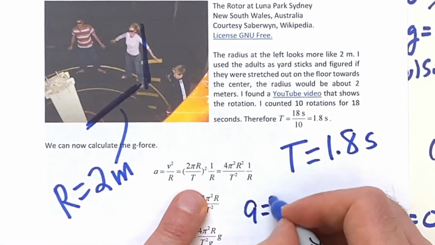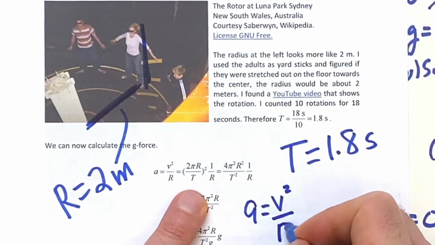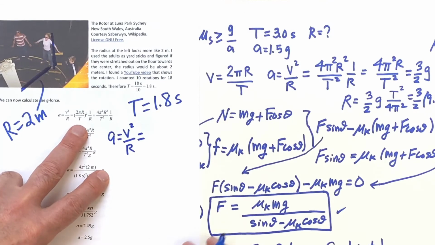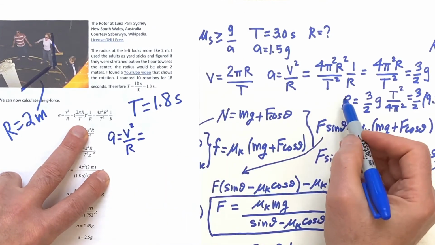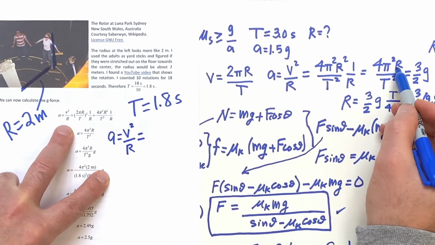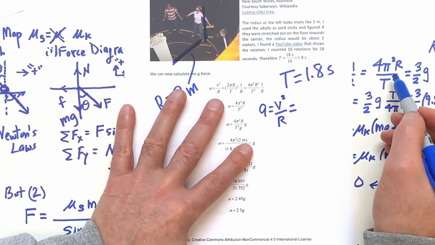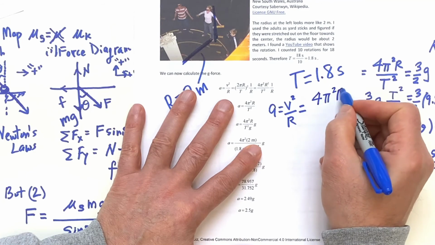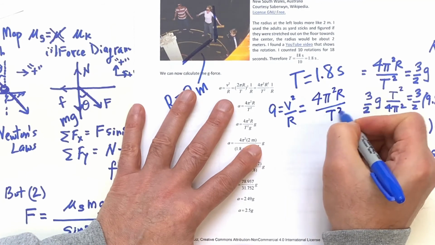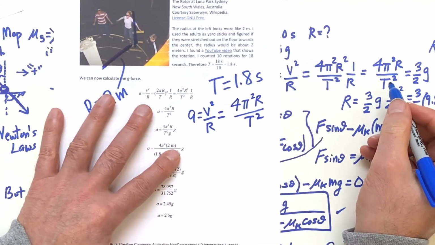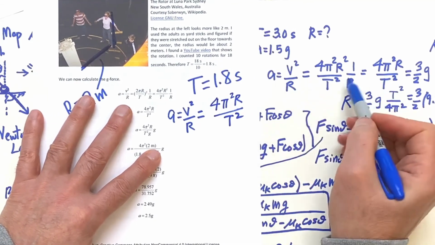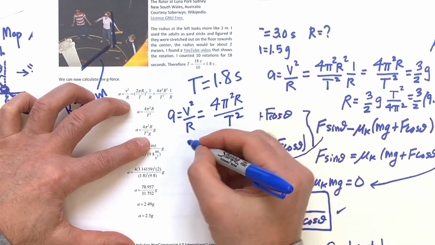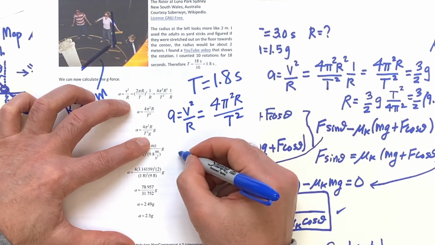And now I'm going to use my formula for the acceleration. The acceleration is v squared over r. And remember, the v squared over r, we already have worked that out. We already have that equation here. So that's going to be 4 pi squared r over T squared. See, that's already been worked out over here. So we can just copy that down again. So now we're ready to plug in numbers.